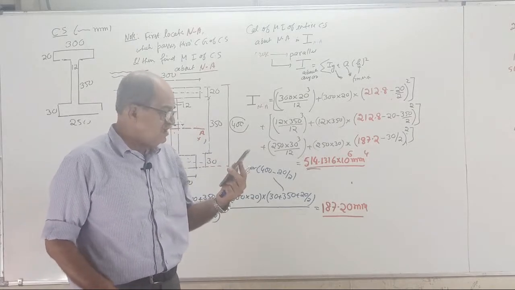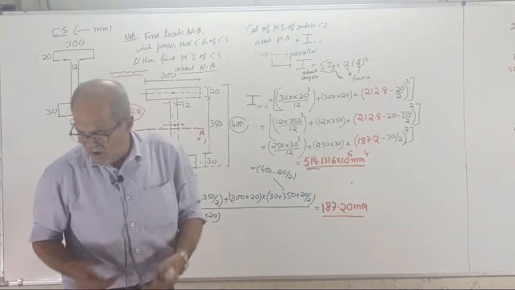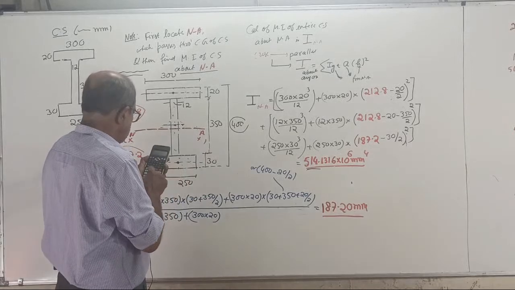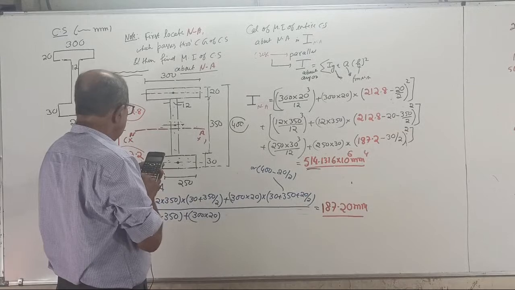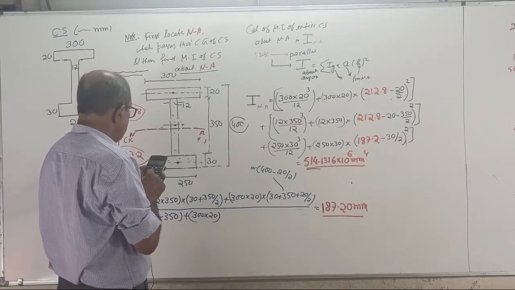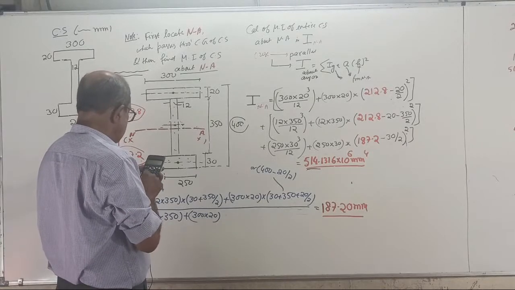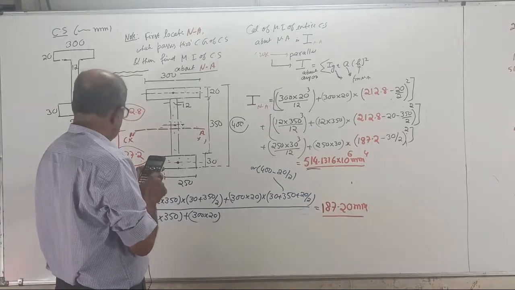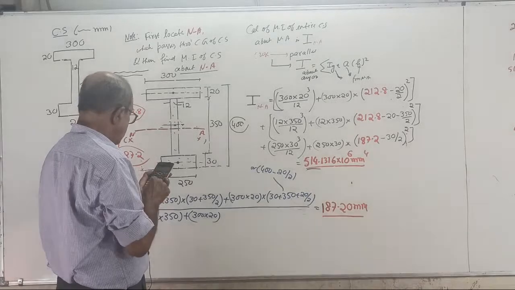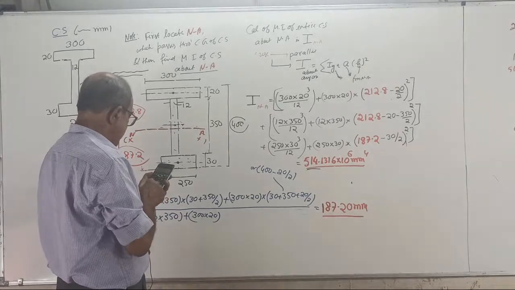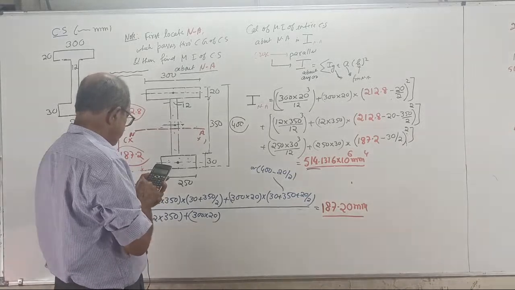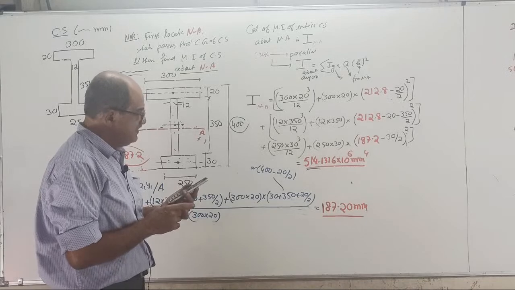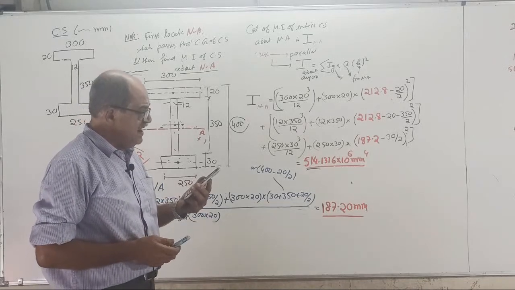Actually, 518 now. How? I got 514. Again you are wasting time. How is it 518? I got confidence in me. 300 into 20 cube divided by 12, plus 300 into 20 into (212.8 minus 10) square, plus 12 into 350 cube divided by 12, plus 12 into 350, the area, into (212.8 minus 20 minus 175) square, plus 250 into 30 cube divided by 12, plus 250 into 30 into (187.2 minus 15) square. I am getting once again 514.907. I don't know what happened. Correct?